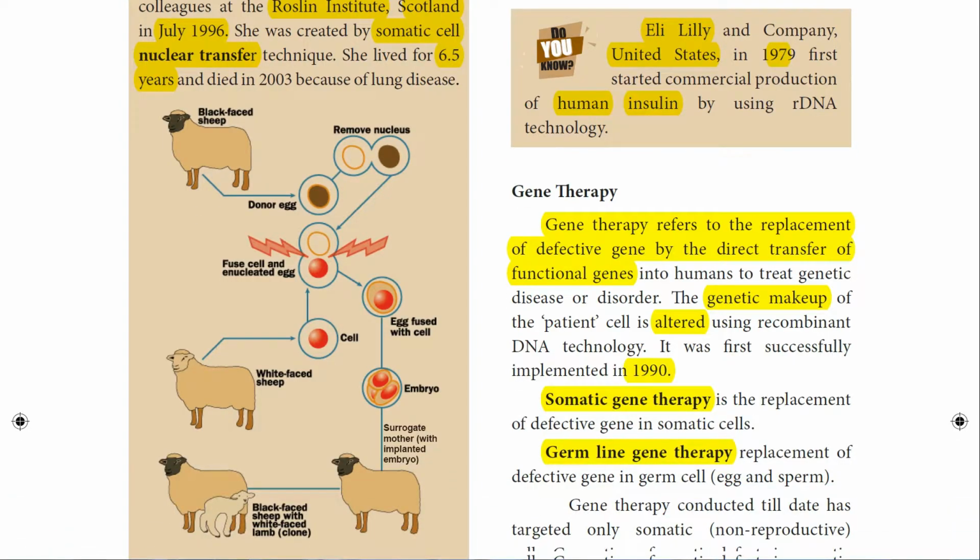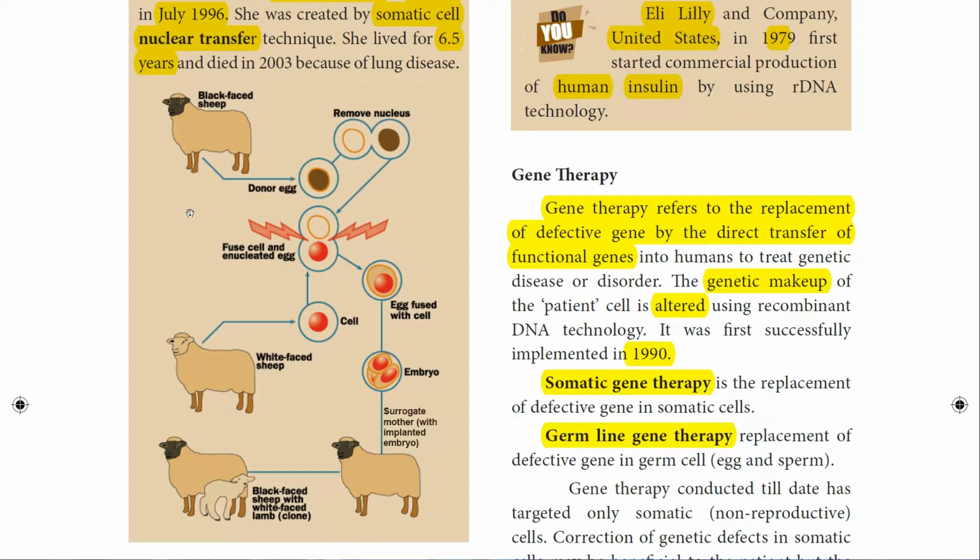Now let us see how this was developed. They have taken an egg cell from a black-faced sheep. So this black-faced sheep is the donor of the egg cell. And from the egg cell they have removed the nucleus and they have taken only the cytoplasm.